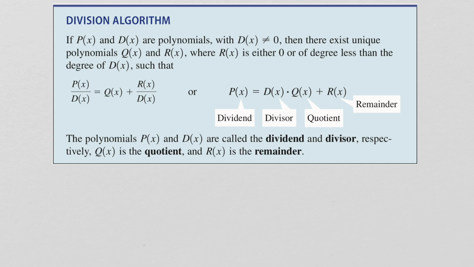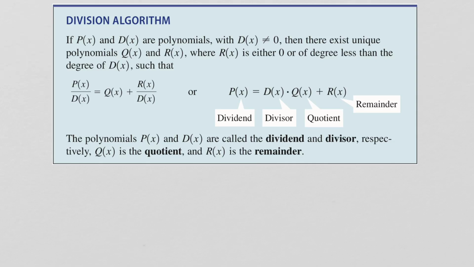When dividing a polynomial p of x by another polynomial d of x, we get the polynomial q of x, which represents the quotient polynomial, plus some remainder polynomial r of x divided by the original divisor. Or another way to write it is p of x equals d of x times q of x plus r of x. So again, p of x and d of x are simply the dividend and divisor polynomials. Q of x is the quotient polynomial, and r of x is the remainder.